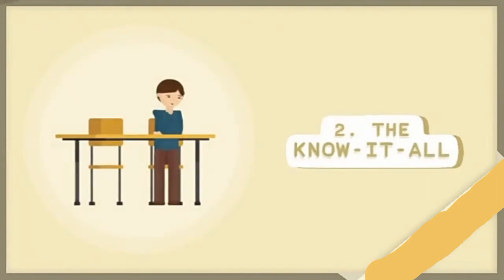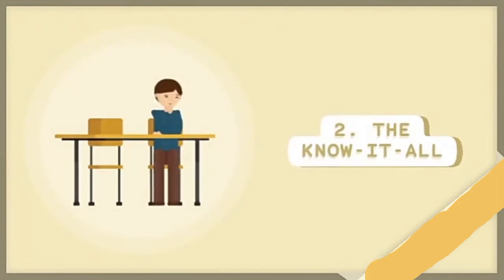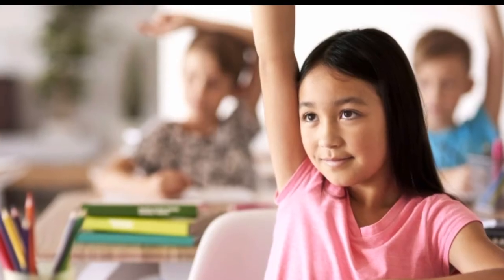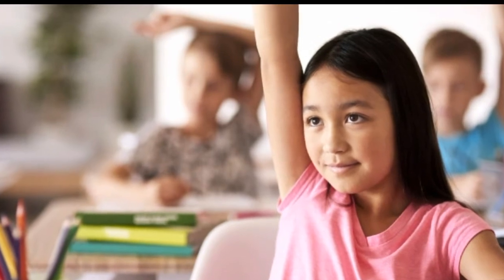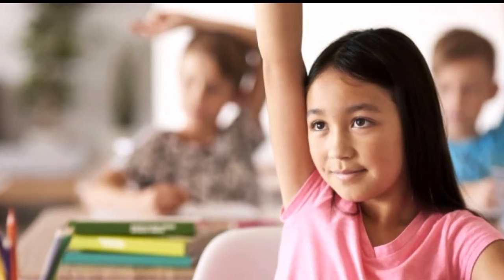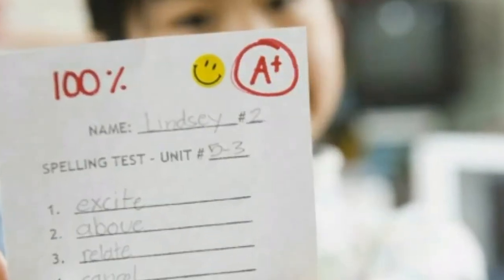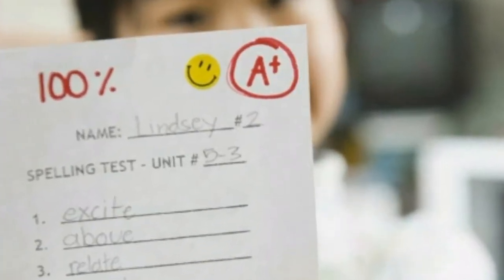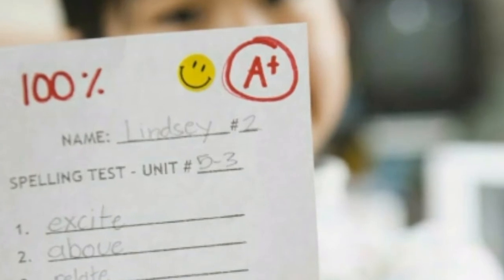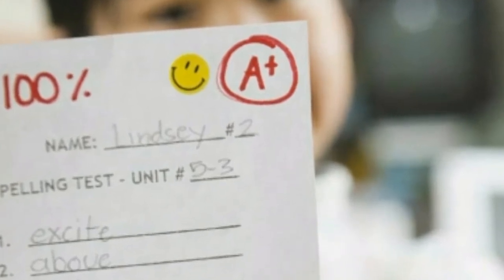2. The know-it-all. This student constantly has his or her hand up for everything, whether it is to share a personal experience that may be completely off topic, or to answer a question, or to refute what the teacher has to say. This student's avid participation in the class does not necessarily reflect his or her grade in the class.